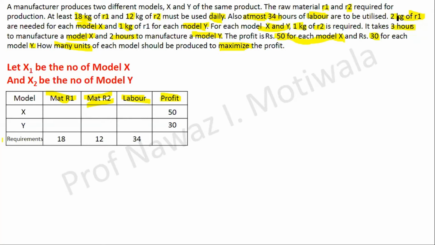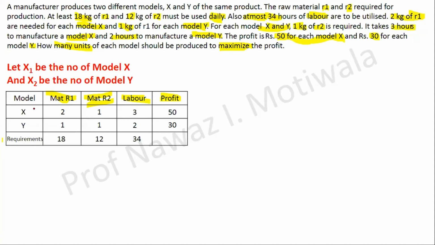So you can see here we have written that 2 kg of R1 is needed for each model X. So I will write here 2, and 1 kg of R1 is required for model Y. So I will write down 1 in place of model Y. Similarly, for R2 it is given that for each model X and Y, 1 kg of R2 is required. So for R2 both require 1 kg each. Now regarding labor, it says that it takes 3 hours to manufacture a model X. So it will be 3 here and 2 hours to manufacture a model Y. So by this I have penned down my data into a tabular form, which will make it easy to frame the equations.